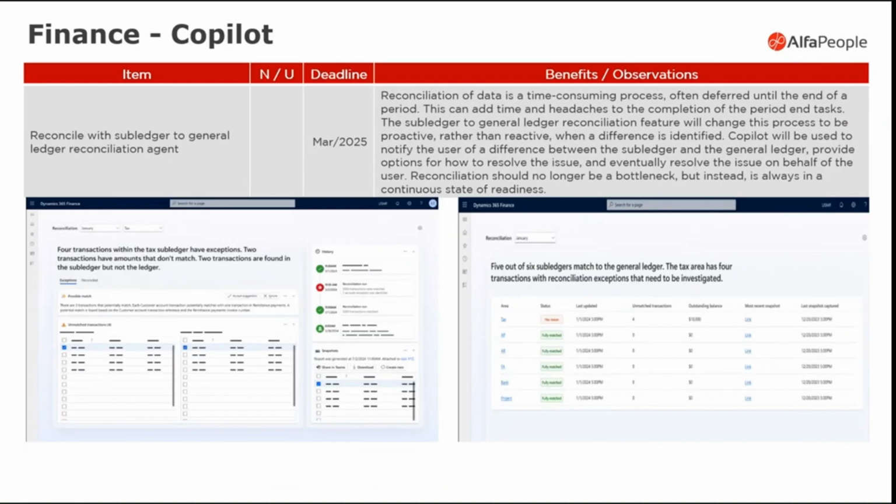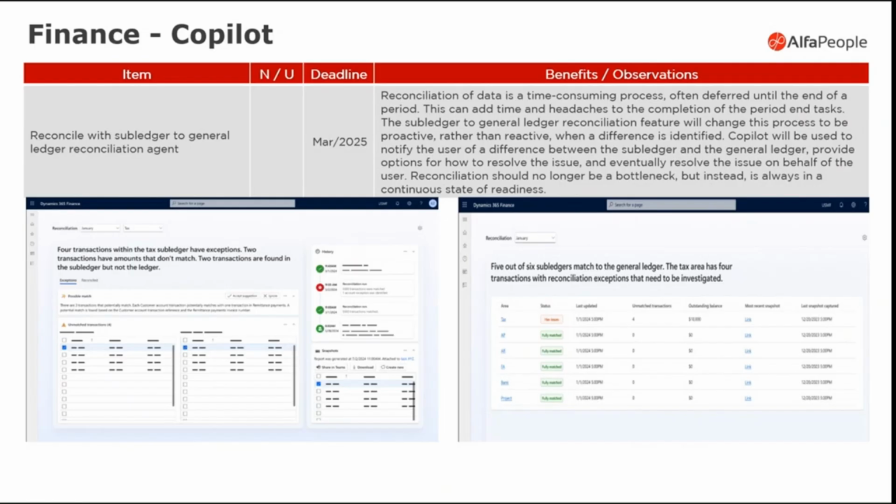Still within finance, let's talk about how Copilot is enhancing accounting reconciliation. So we have reconcile with subledger to general ledger reconciliation agent. We all know that reconciliation can be one of those end of month pain points, often pushed to the last minute and then rushed through. So this feature helps manage that or change that.